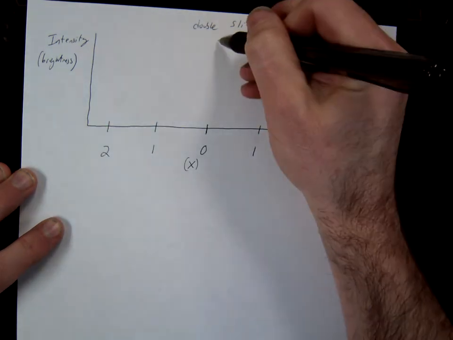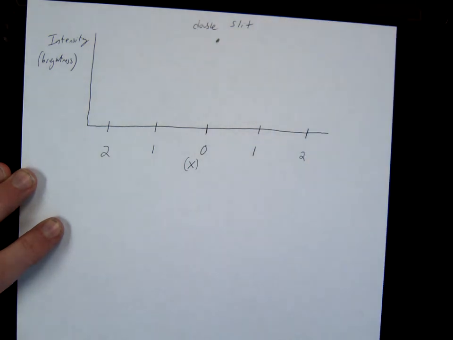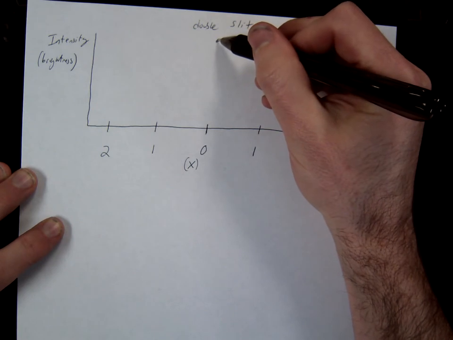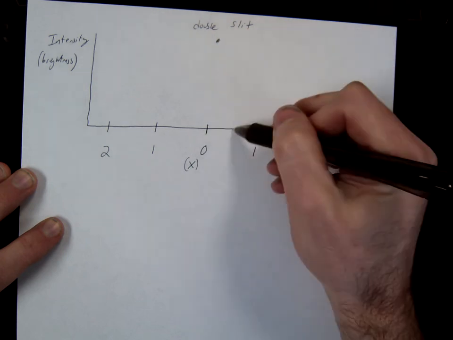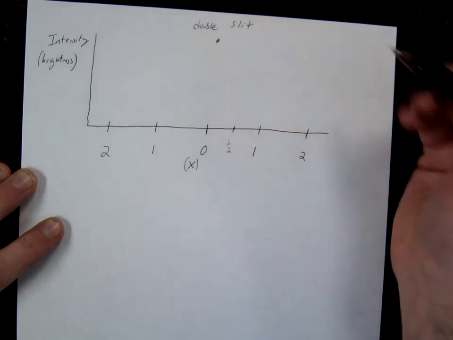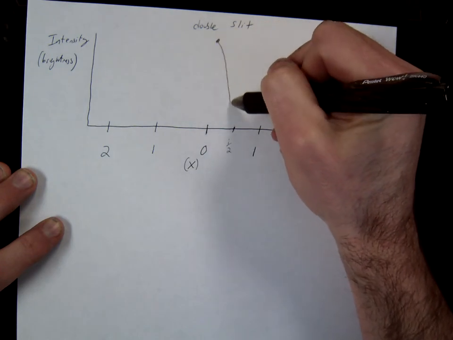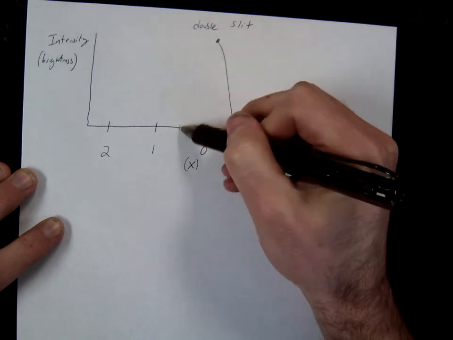If we start up here, the maximum intensity would be right here at the top. Now, when does it become dark? At what point? Half. Okay, so our first dark spot's going to be right here at 1/2. So let's draw this down. Now the thing with the double slit is it changes very gradually.